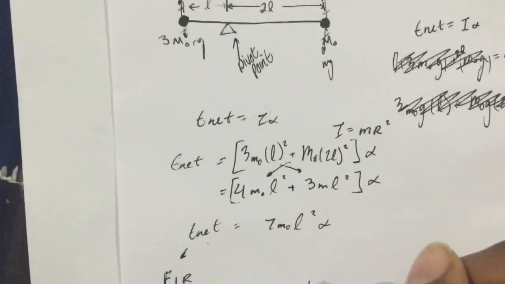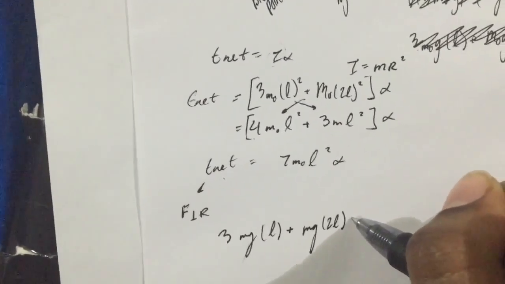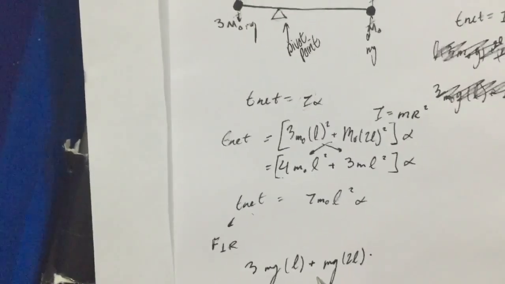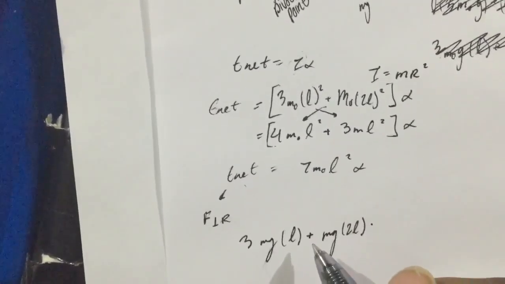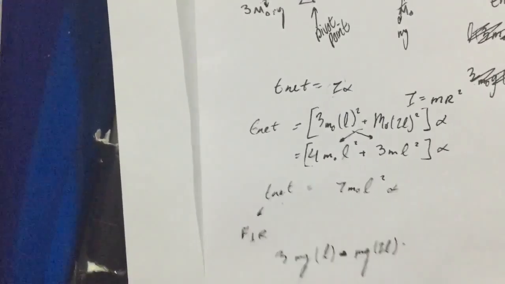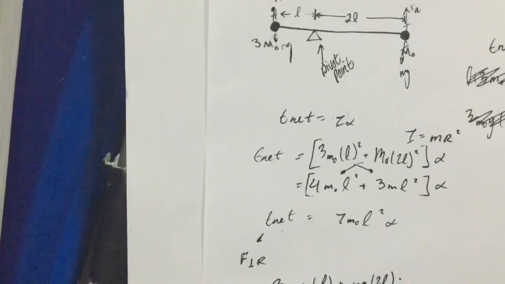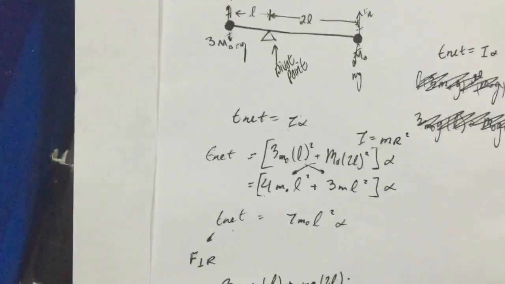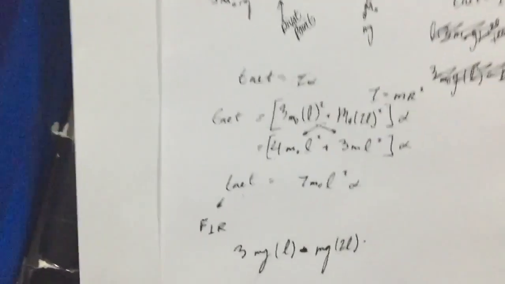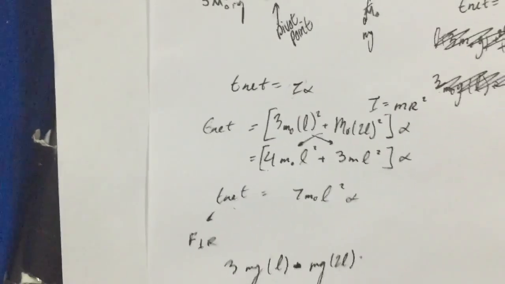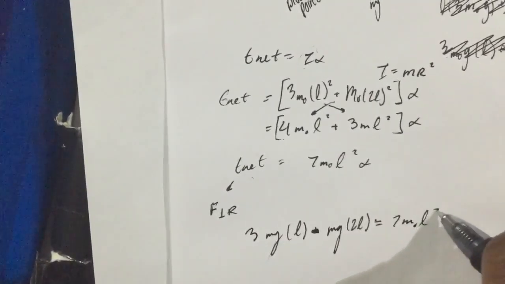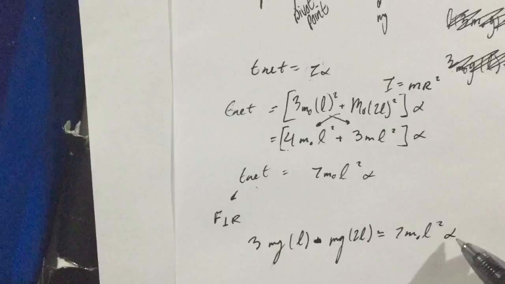times its radius. You're not gonna add it, because it's the difference in the force. To find the net, it's the total force since they're in opposition. So it's gonna equal 7mL squared times angular acceleration.